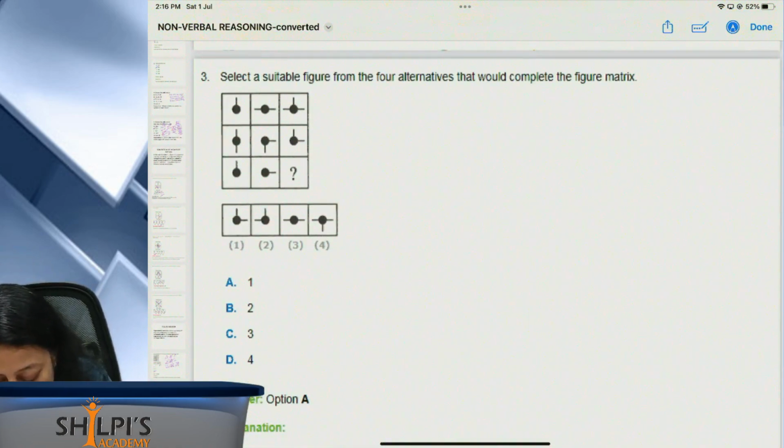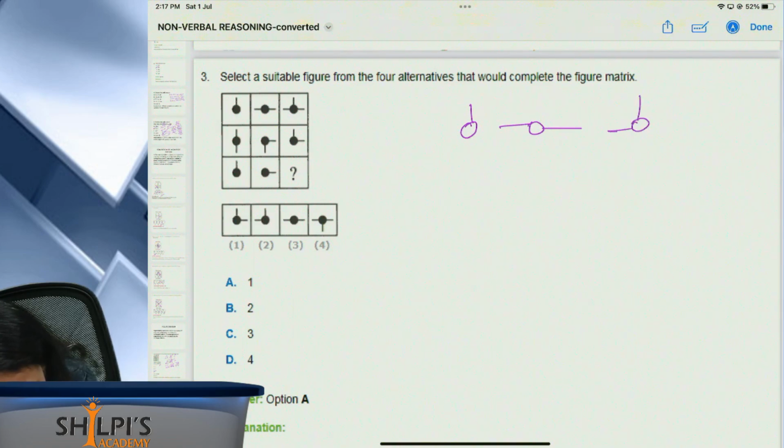Now select a suitable figure from the 4 alternatives. So this is a mix and match again of both. First one is like this, second one is like this, and third one like this. You have the middle, just combine both this and this and this. Okay. Likewise, first one has got such a thing, second one has got such a thing. So third one will have this, the combination of both what you had.